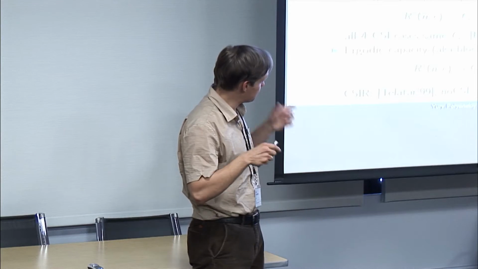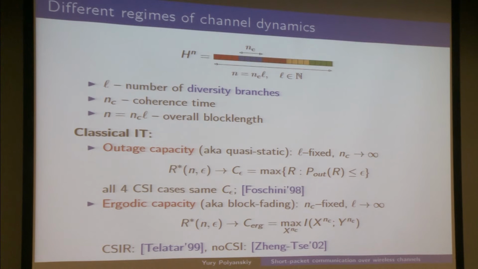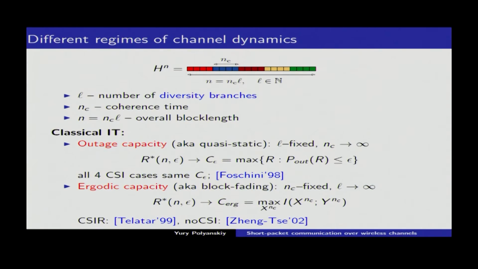Now, on the other hand, if you fix the coherence time and you take the number of diversity branches to infinity, then you have a lot of realizations, so you can average things. This is called the ergodic setting, and the key quantity is ergodic capacity. Here are some references too. So this is the classical information theory. It tells you nothing about finite coherence time or finite number of diversity branches, but it gives you two limits, and later we will see how those limits play against the actual numbers.